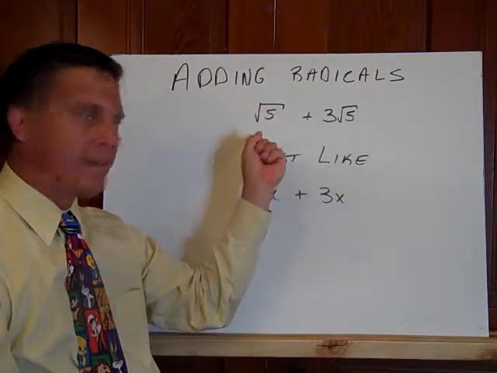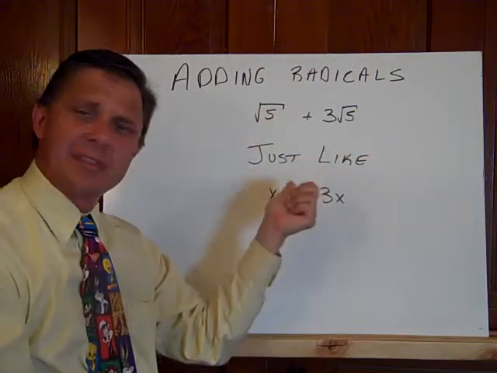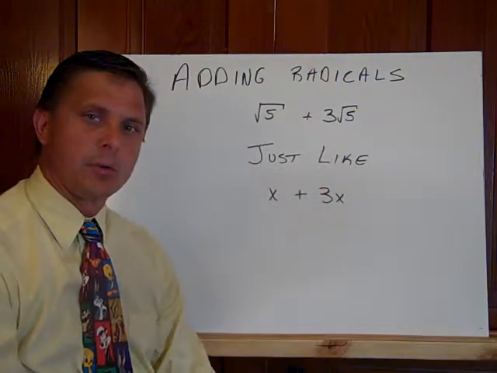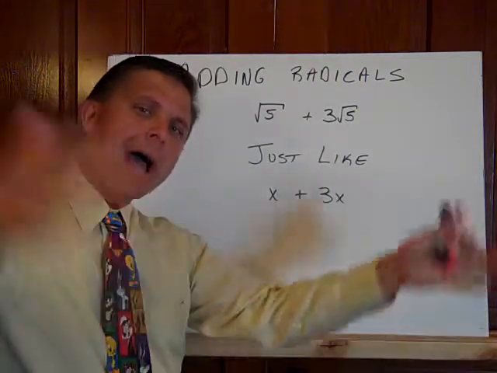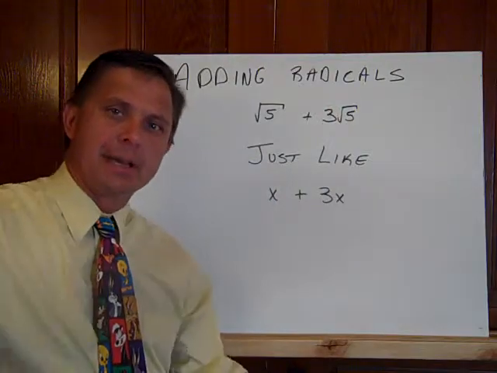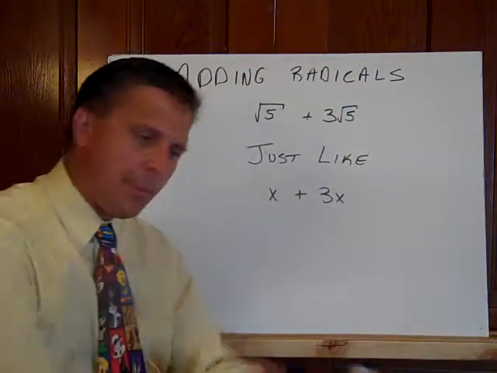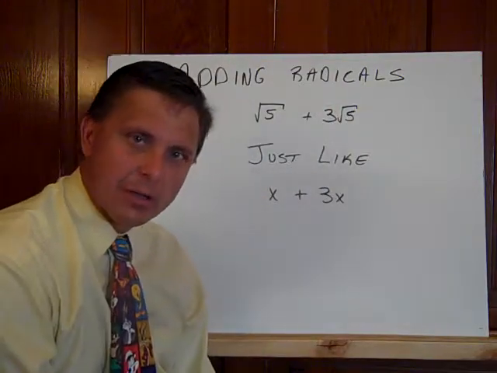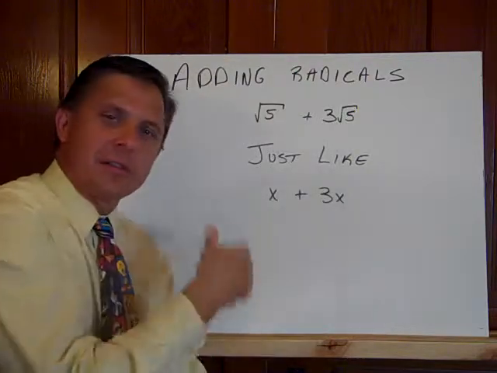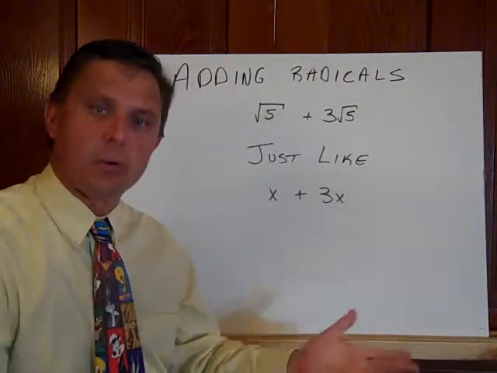So I have the square root of 5 plus 3 square root of 5, and I want you to see that just like x plus 3x. It's like, I got a square root of 5, and then I bring in 3 more square roots of 5. So how many square roots of 5 do I have in my pile? Well, think about it, it's just like x. I have 1x, I add 3 x's, now I have 4 x's.